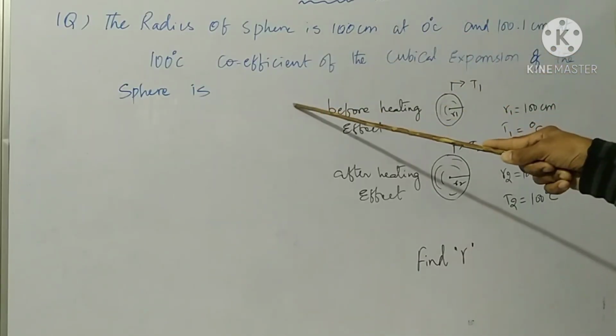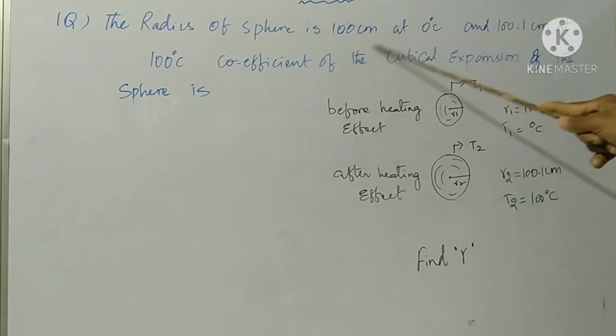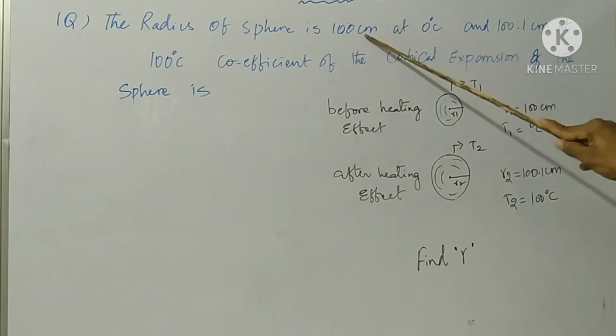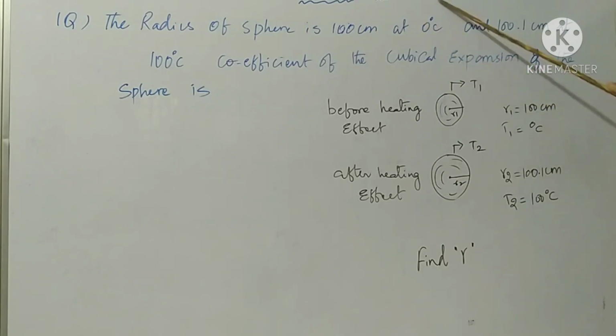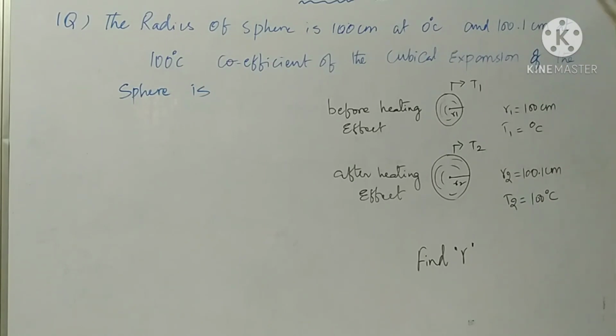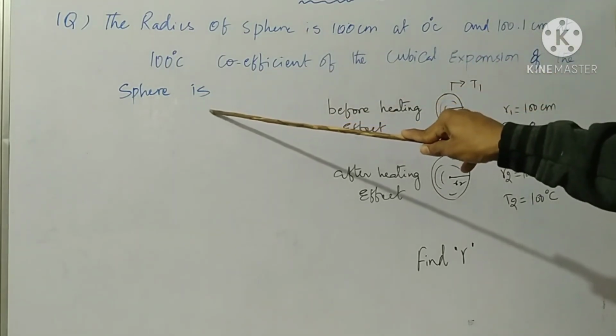These are four questions related to our topic. The first question is: the radius of the sphere is 100 centimeters at 0 degrees centigrade. This is the starting temperature of the sphere. And 100.1 centimeters at 100 degrees centigrade. After the heating effect, the sphere will expand, so the radius of the sphere becomes 100.1 centimeters. Find the coefficient of cubical expansion of the sphere.